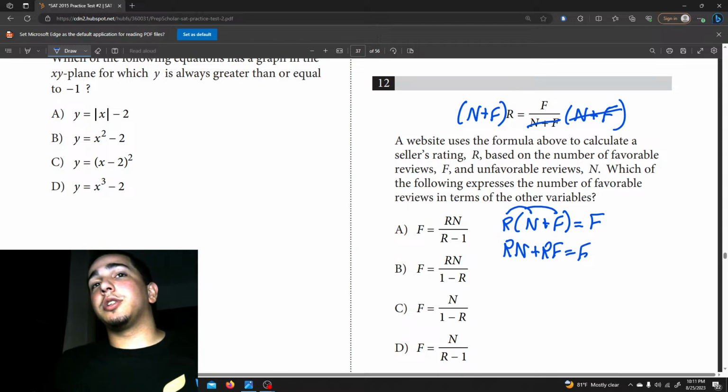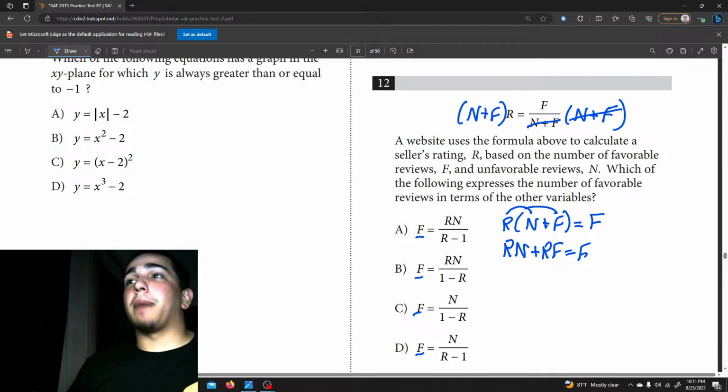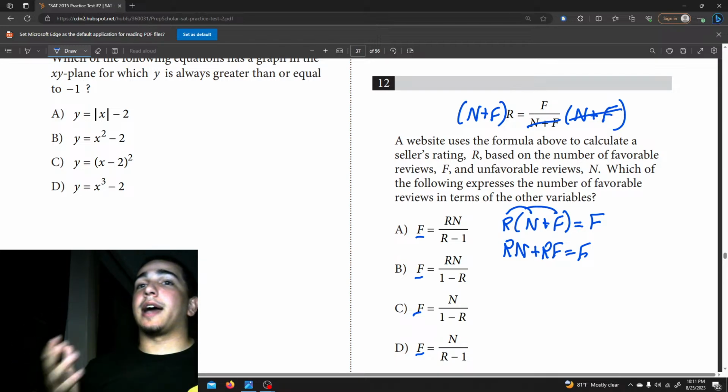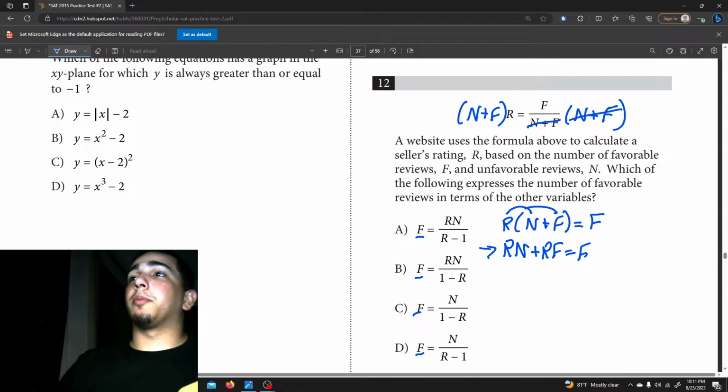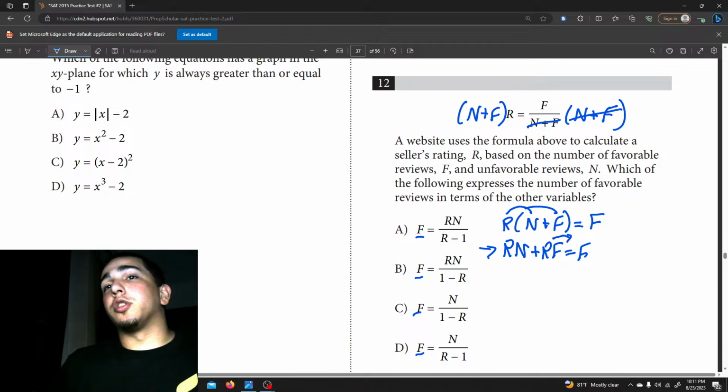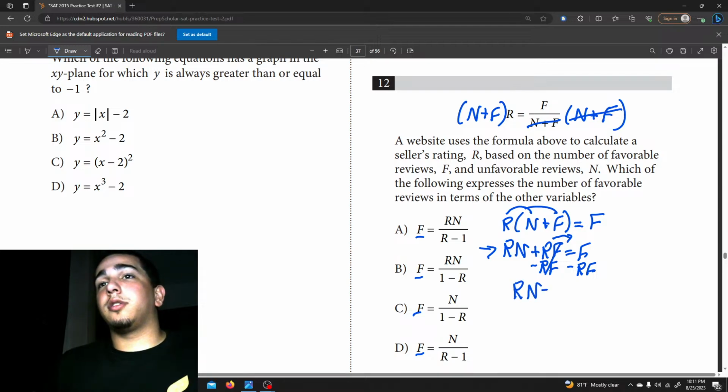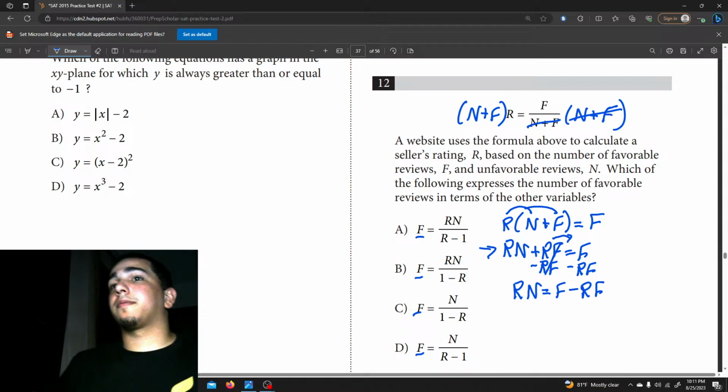If you look at the answer choices, you can see f equals, f equals, f equals, f equals. When the letter that we're trying to get by itself appears on both sides of the equal sign, that's where we are right here. You have to put them on the same side. So we're going to move rf over to the right side by subtracting rf on both sides. This is going to give us rn equals f minus rf.